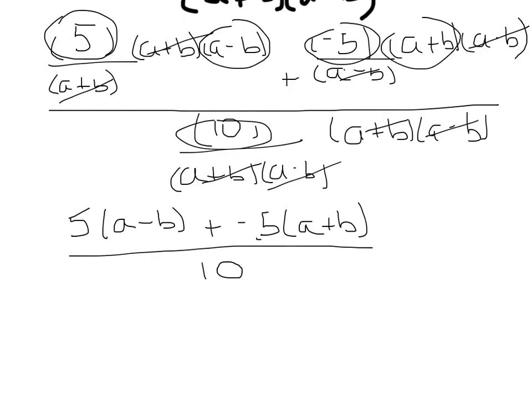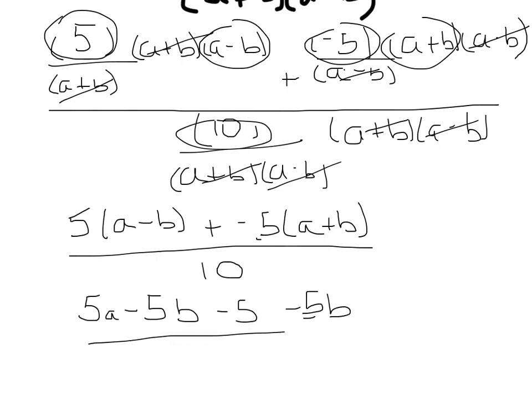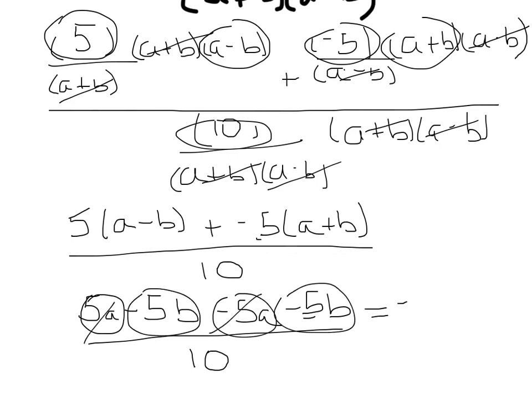I can go ahead and distribute the 5 and the negative 5. And now 5a minus 5a is 0, but negative 5b minus 5b is negative 10b, which results in negative b.